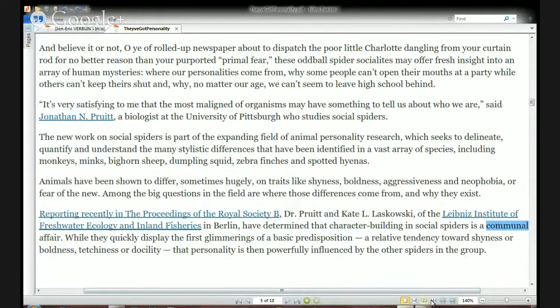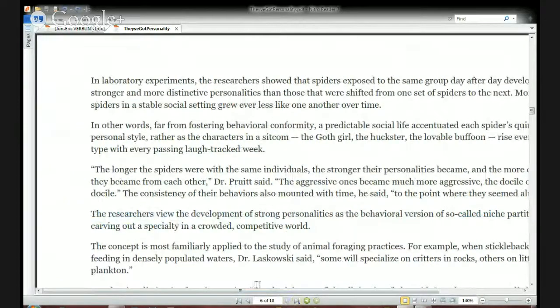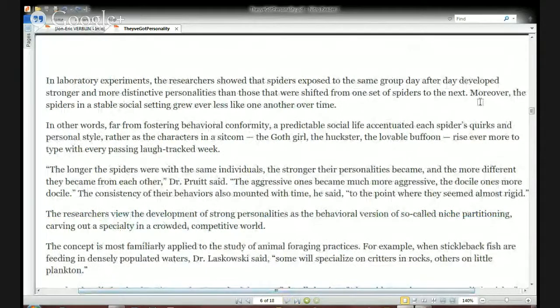And what we learn on the next page is that here, this last sentence here, spiders in a stable social setting. So if they are in a community that does not change, does not get disrupted, and stays that way over time, they become more individualistic over time. They start to exhibit their own character. In other words, they seem to develop a personality. They seem to act differently than one another. So I think that's the main takeaway point here.